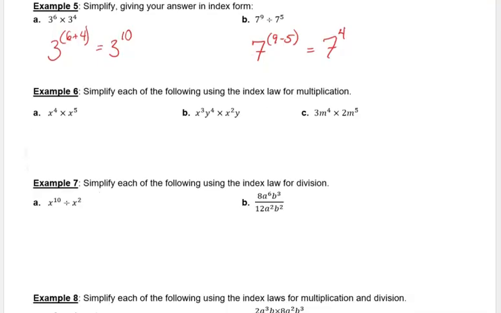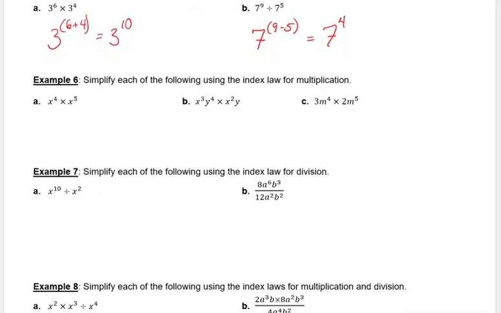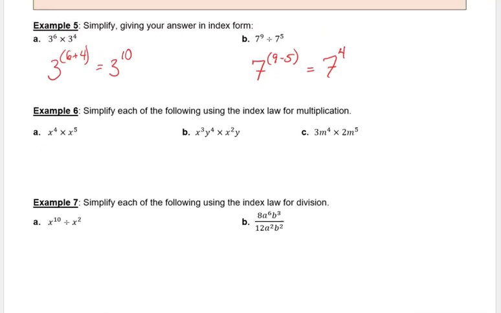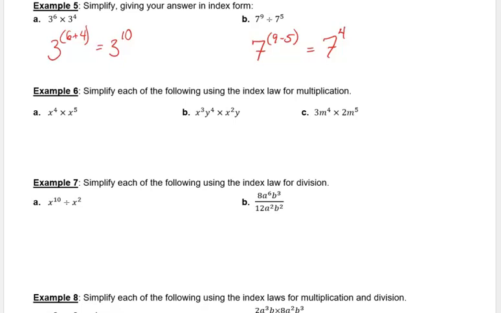So now, simplify each of the following using the index law. Again, I don't have a number, but I do have the same base of x. So x to the power of 4 means I've got 4 x's, and I'm going to multiply that by another 5 x's. So that means I've actually got x to the power of, adding those indices together, 4 plus 5, 9.